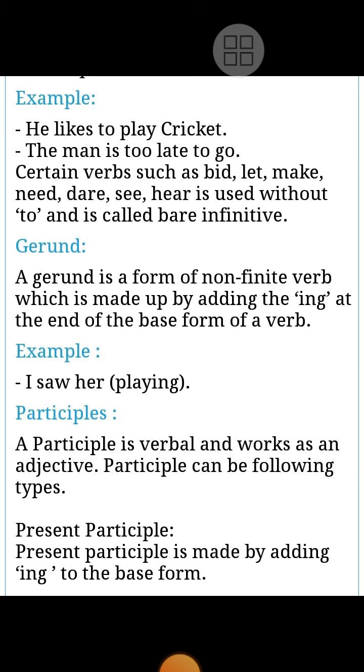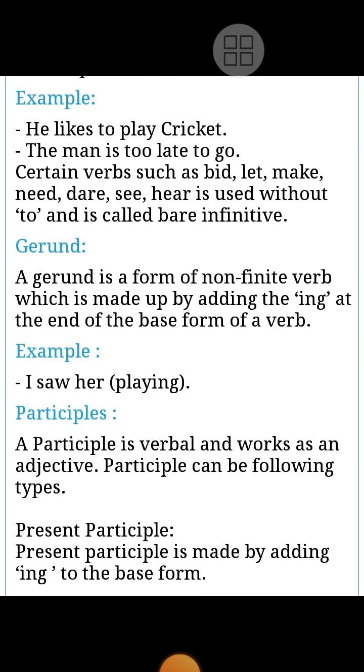Gerund is a form of non-finite verb which is made up by adding 'ing' at the end of the base form of the verb. Example: I saw her playing.